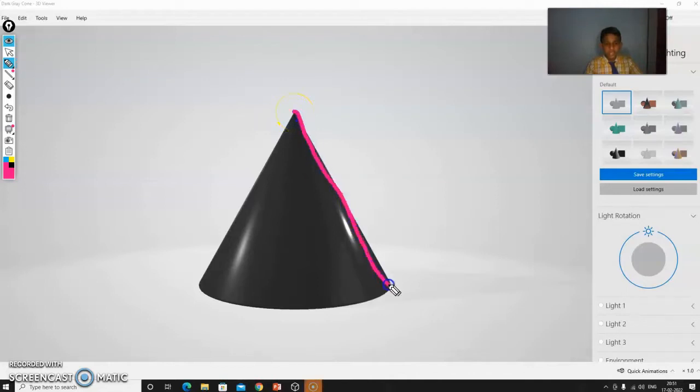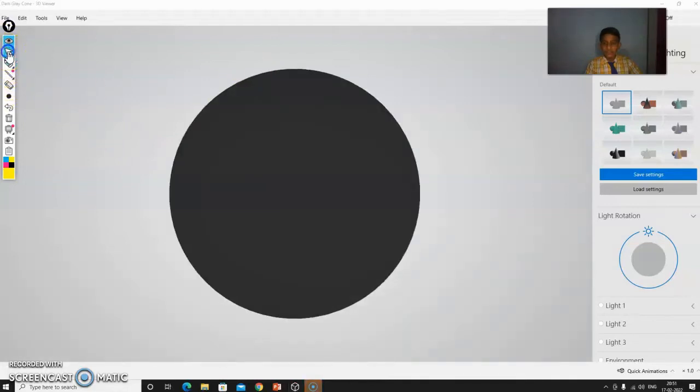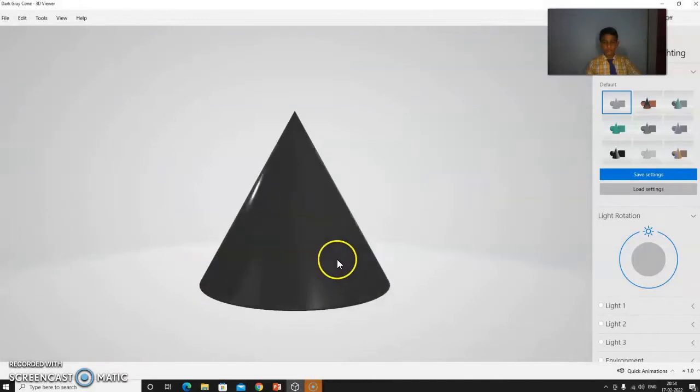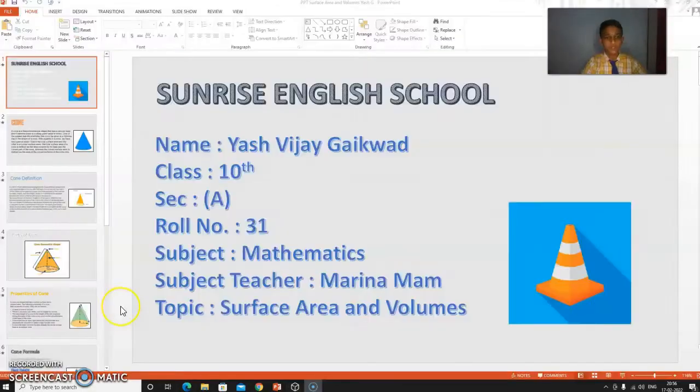This is the slant height of a cone. This is the height of a cone. This is the diameter of a cone and this is the radius of a cone. This is the PPT that I made for my project.